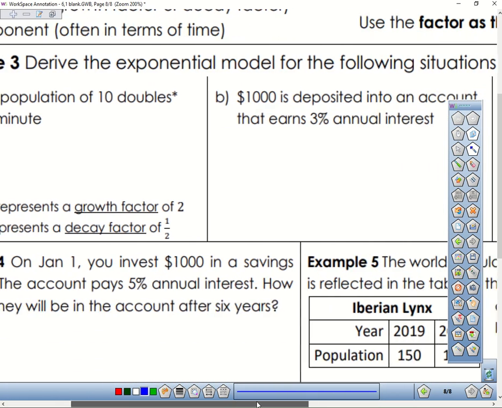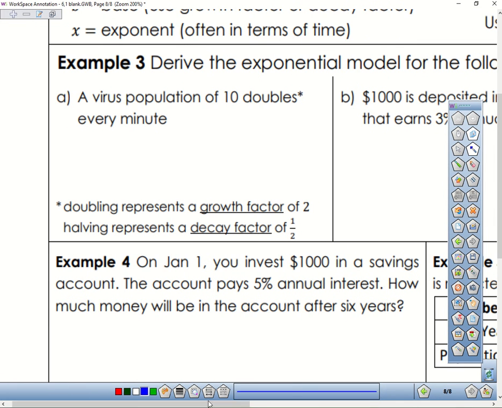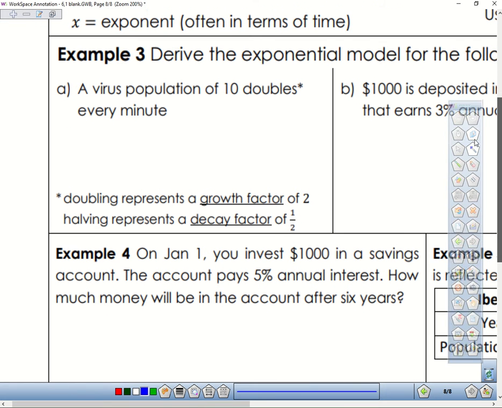So let's try example A. It says derive the exponential model for the following situations. A virus population of 10 doubles every minute. So the easiest thing to do is identify your A value, which is your starting point. How many viruses do we start with? 10. And then we need to find our growth factor, which is going to be B. So in this case, if the population is doubling, is this exponential growth or exponential decay? Good. So it's growing, it's doubling every minute.